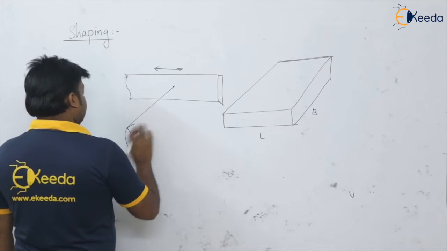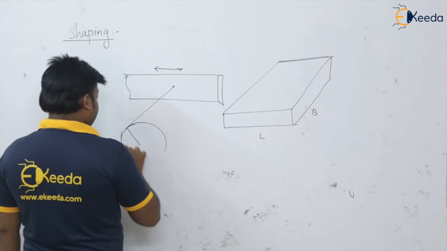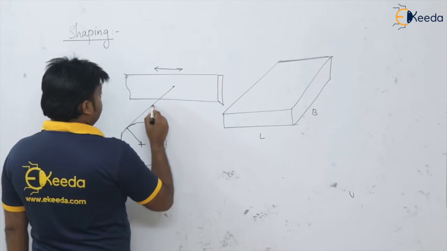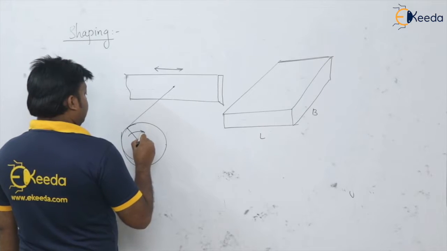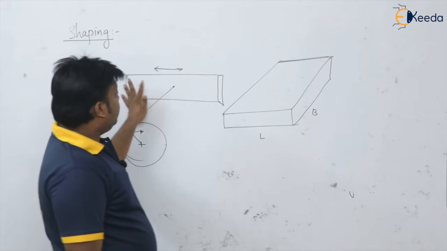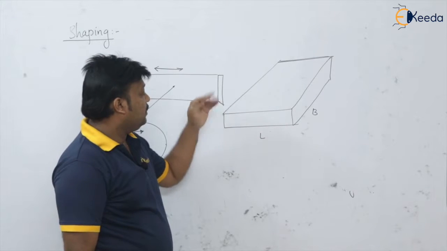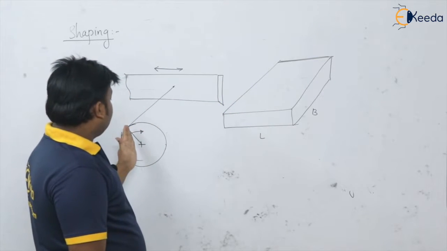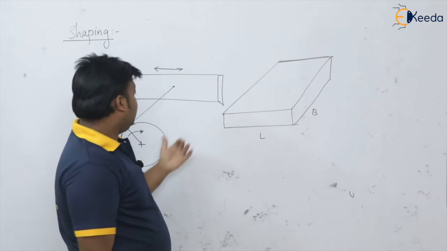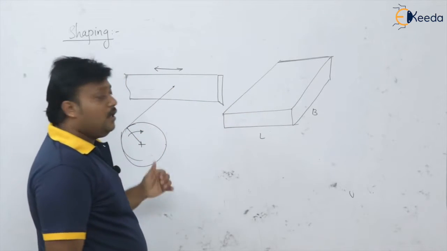we are using the quick return mechanism. This is the crank, this is the connecting rod, and the crank is moving with the constant speed. And here we are getting two strokes, one is forward stroke and one is return stroke. So during the half of the revolution we are getting the forward stroke, and the remaining half revolution of the crank we are getting the return stroke.